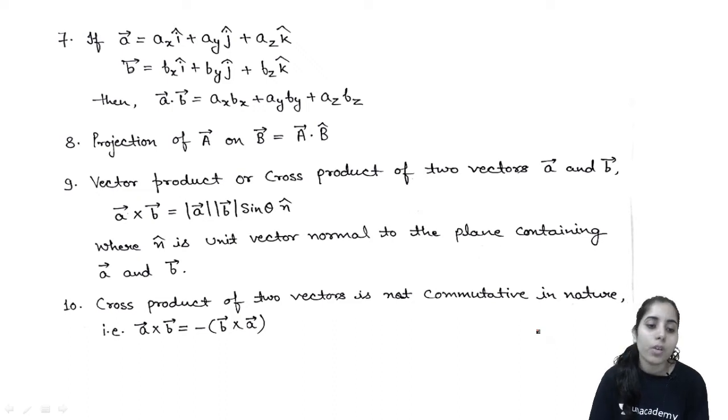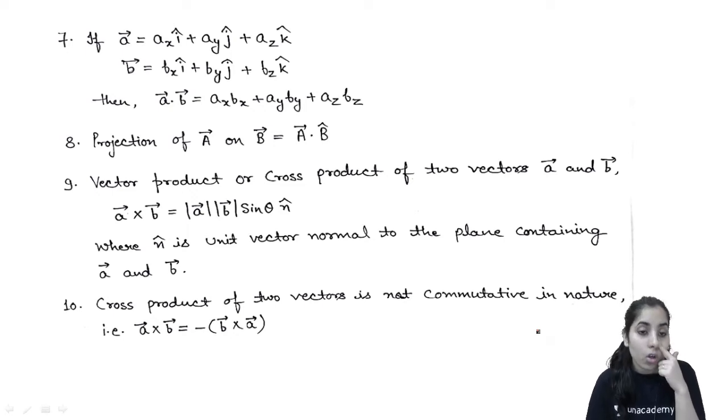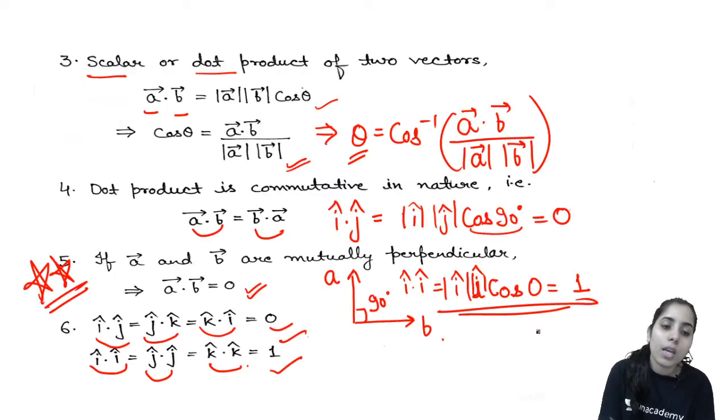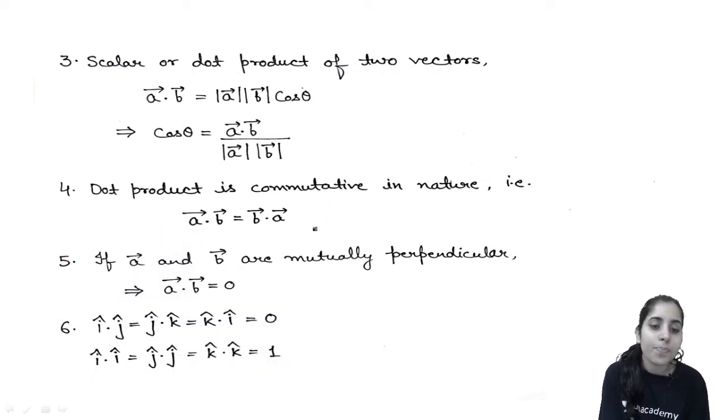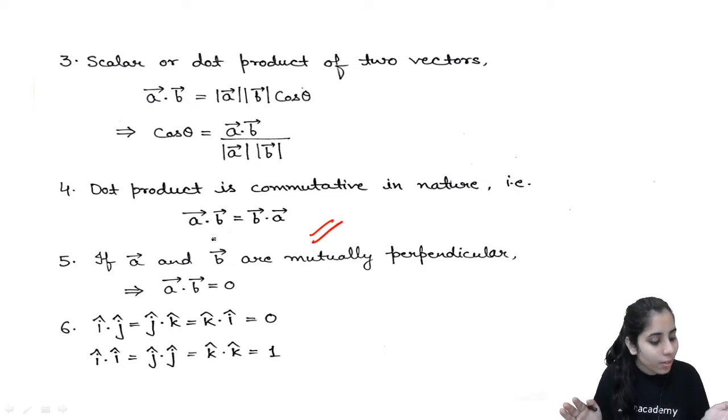Next point. As we have talked about the dot product, the dot product is commutative in nature. That means whenever you take the dot product of any two vectors and change the order, it gives you the same answer. There will be no change. Clear? Yeah, it's okay, Arun.